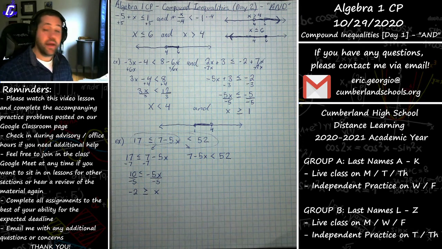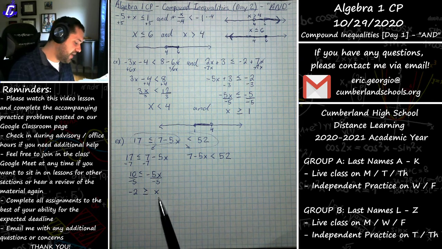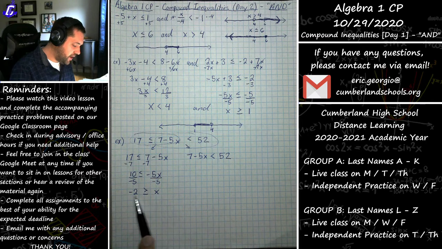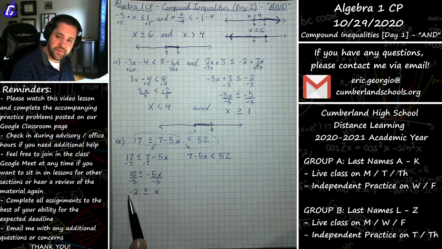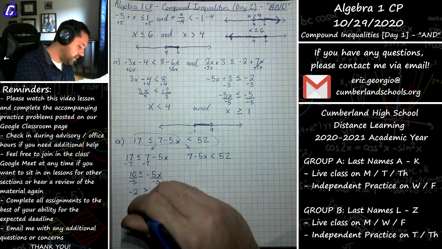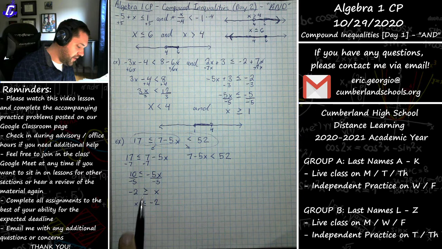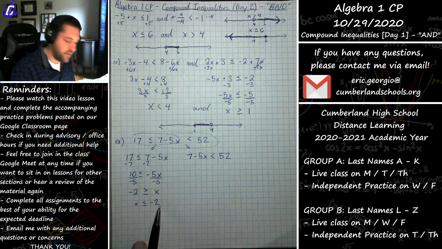All right. If you're uncomfortable with having your x on the right side of an inequality, notice if you read it from right to left, you could say x is less than or equal to negative 2. You can rewrite it that way if you so desire. Notice the inequality is still pointing to the bigger thing. Okay?